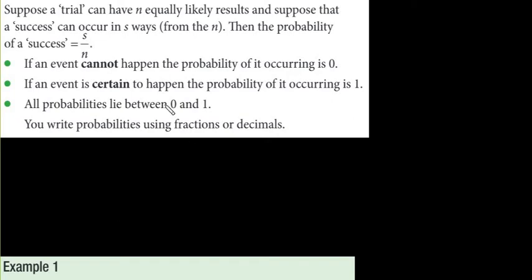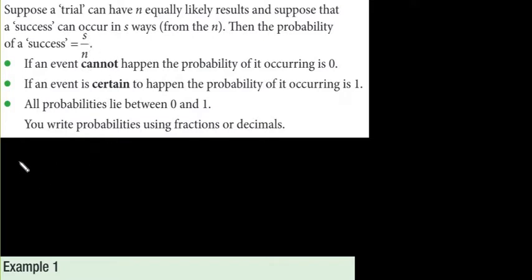Okay, so today's topic will be simple probability. Suppose a trial can have n equally likely results, and suppose that a success can occur in s ways from the n. From these n equally likely results, we have the success in s ways. So the probability of a success will be s over n.